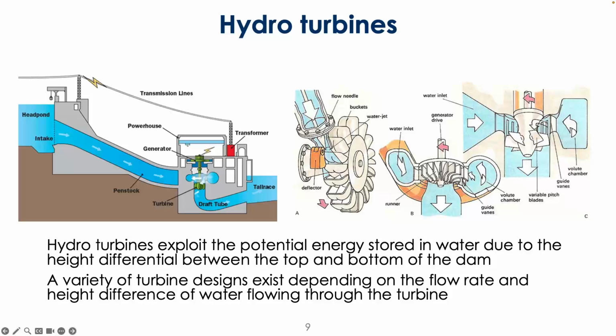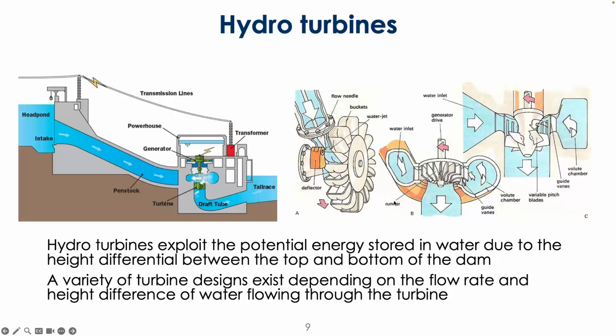Instead of the kinetic energy from wind moving, this is exploiting the potential energy difference between things at high elevation and things at low elevation. So water has a tremendous amount of potential energy due to that elevation difference and the mass of the water. And the amount of energy that you can get is dictated by the differential in height between the top and the bottom of the dam.